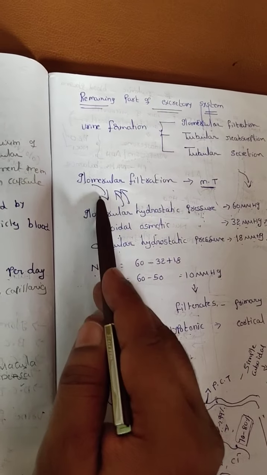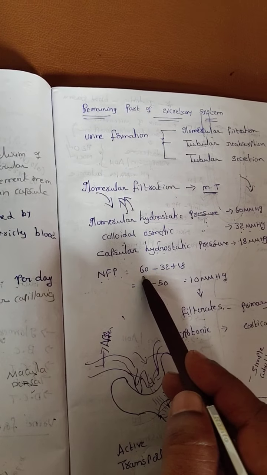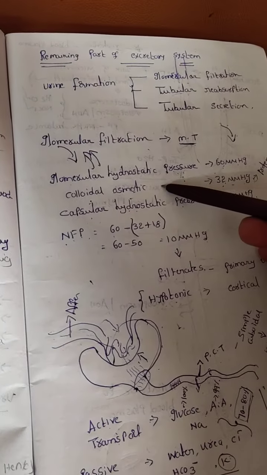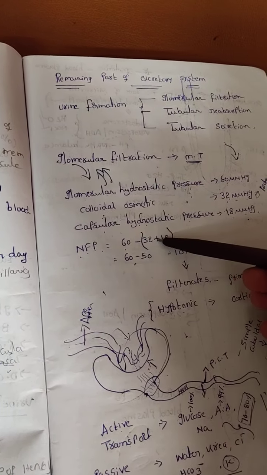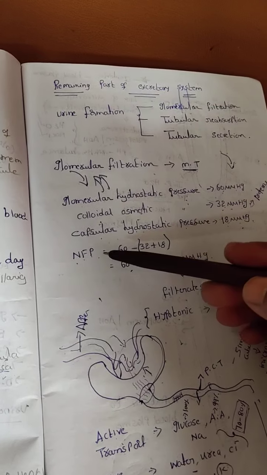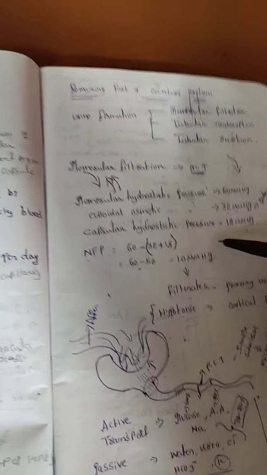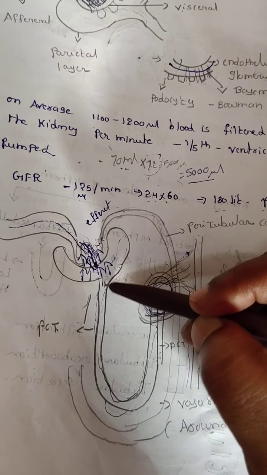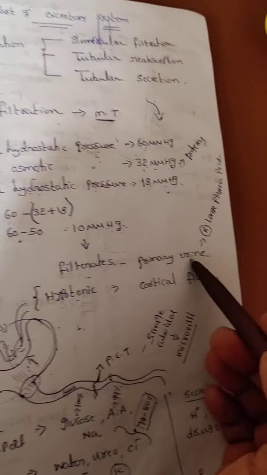Now the net filtration pressure: one force is coming like this, and two forces are exerted oppositely. This force is what? Glomerular hydrostatic pressure, which is 60 mm Hg. The opposite forces are colloidal osmotic pressure and capsular hydrostatic pressure. 60 minus 32 plus 18, that is 60 minus 50, which is 10 mm Hg pressure. That's why the net filtration pressure we have to maintain is 10 mm Hg. When this 10 mm Hg pressure is maintained here, the blood is filtered. Now the filtrate is formed. Okay, this filtrate is called primary urine.